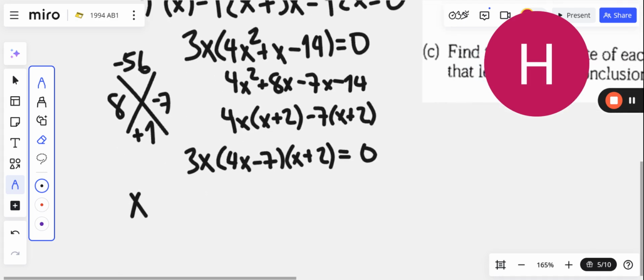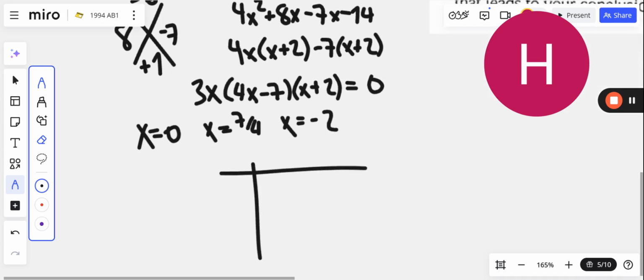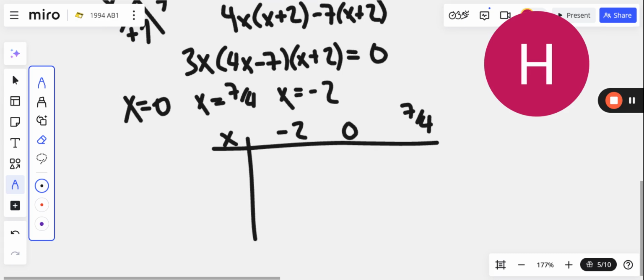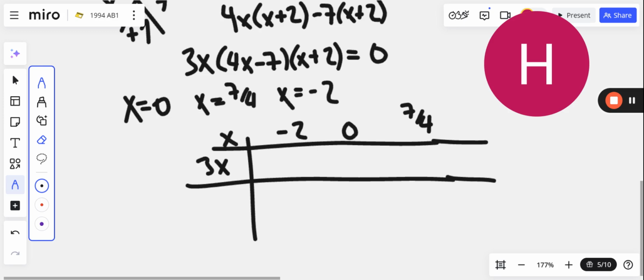Okay, that gives us some critical points. x equals 0, x equals 7/4, and x equals negative 2. Now we can put these on a chart, and we can see which one is associated with the minimum value. So here is the chart. We have 0, we have negative 2, and we have 7/4. 7/4 would be the most irritating number to plug in to the original function, so I kind of suspect that that's where the absolute minimum is going to be, but we'll just have to see.